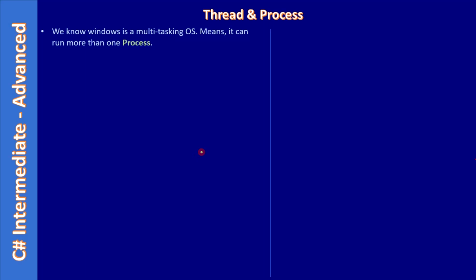We know Windows is a multitasking OS, meaning it can run more than one process. So in this C# advanced tutorial, by this time I hope you know what a process is and what a program is. A file which is on the disk is a program, and when it is loaded into memory and the OS is executing the instruction set, then we call that program a process.